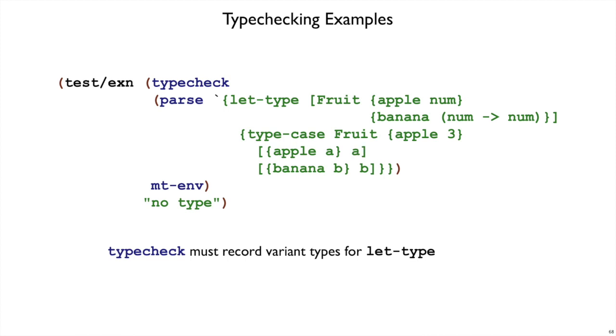So overall, let type needs to record information about the type name, its variants, and what are the types on those. In addition, it needs to record that apple acts like a function from numbers to fruit, just as we saw in those earlier examples.